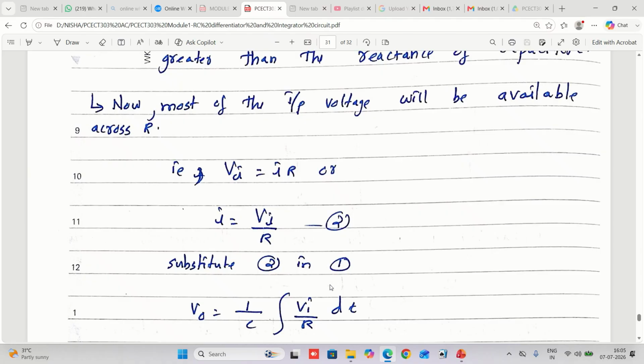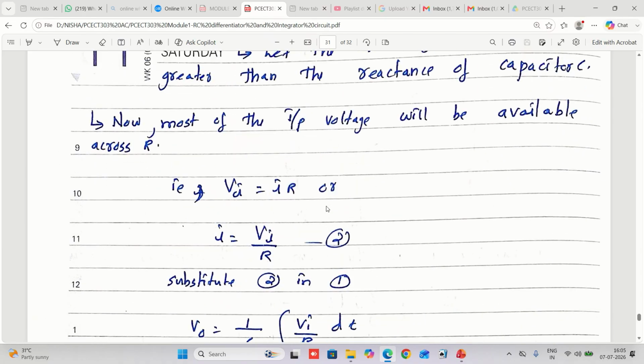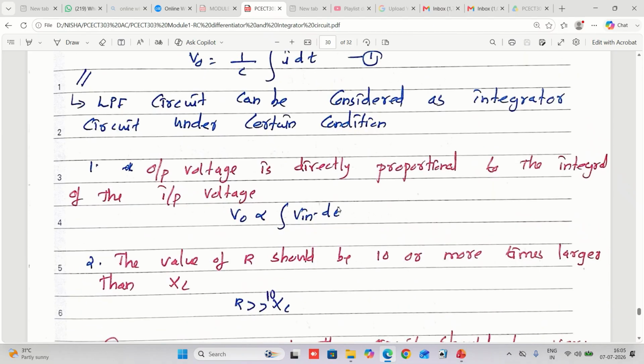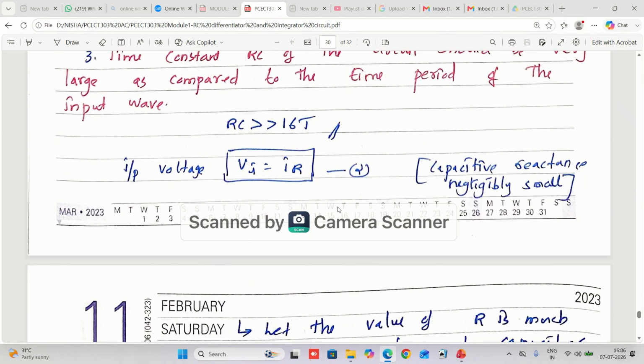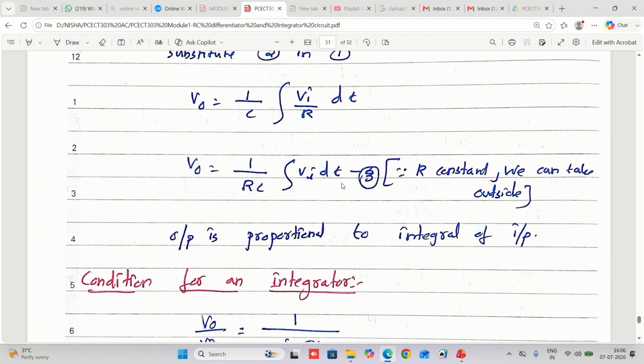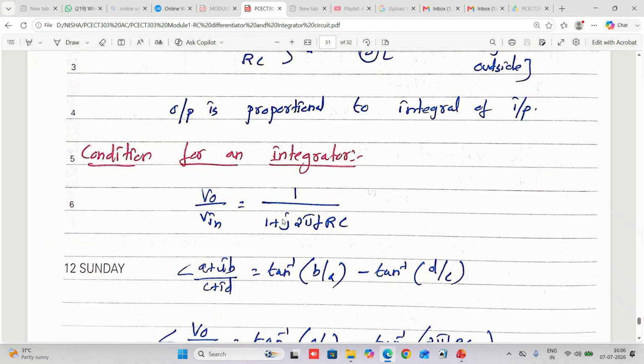By substituting equation 2 in equation 1, where equation 1 is output voltage equal to 1 by C integral I dt, we will get the output as the integral of the input voltage. That is the case for the integrator. The condition for integration that we already studied is that the RC time constant should be very much greater than 16T. This is the proof for that statement.